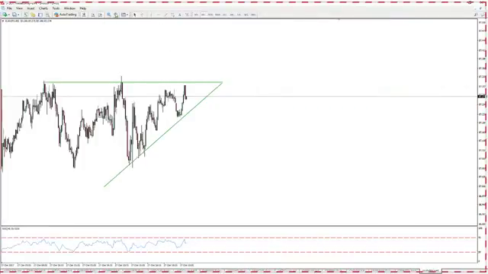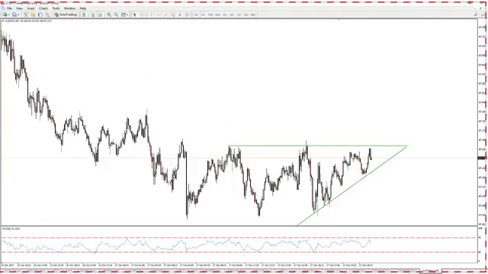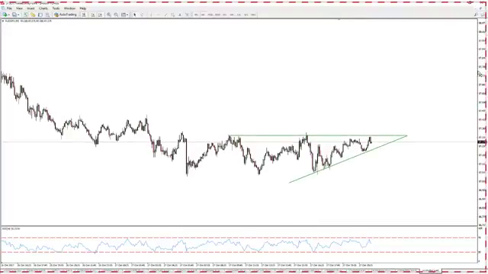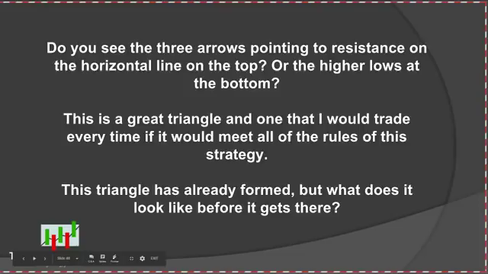We can zoom this out a little bit and see it. There we go. Now, the way we'd want to trade this is we'd want to wait for a breakout above this level. That's step one, to identify the triangle. So before I get ahead of myself, I'm just going to do step one. All right, so that's it. And here's the same thing here. Did you see the 3 arrows pointing to the resistance on the horizontal line, or the higher lows at the bottom? This is a great triangle, and one that I would trade every time if it would meet all of the rules of this strategy.